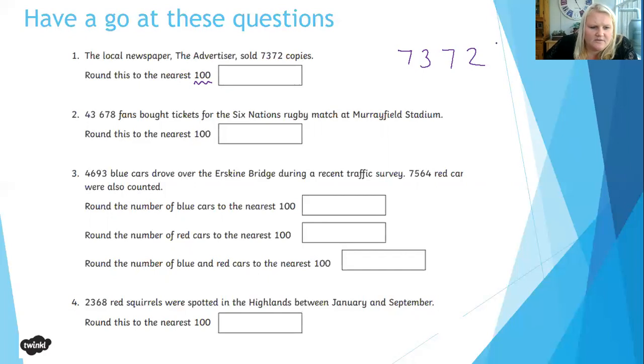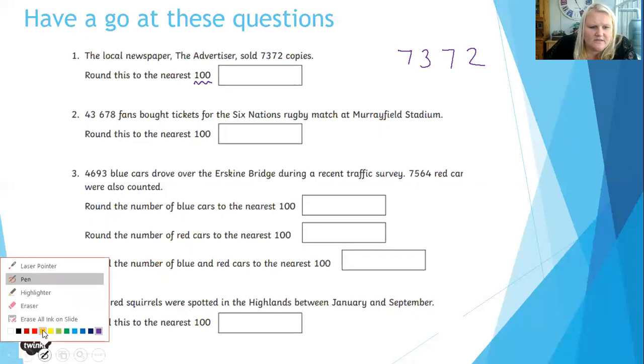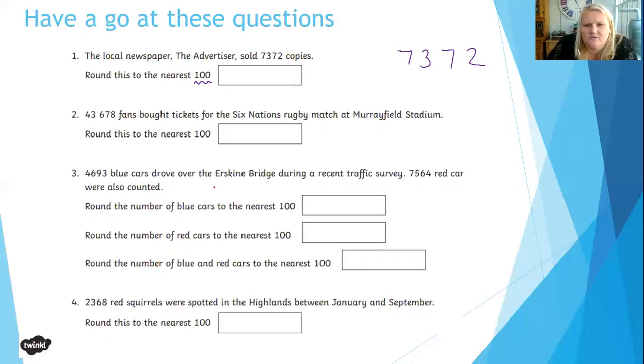So I'm going to change colour just to make it really, really clear. I'm going to have to round to the nearest 100, which means I'm going to circle my 100 number, and it's my tens number that's going to be important. So my two options are going to be either 7,300 or 7,400. They're my hundreds numbers. It's a 7, and I know that a 7 rounds up, so the answer is going to be 7,400.